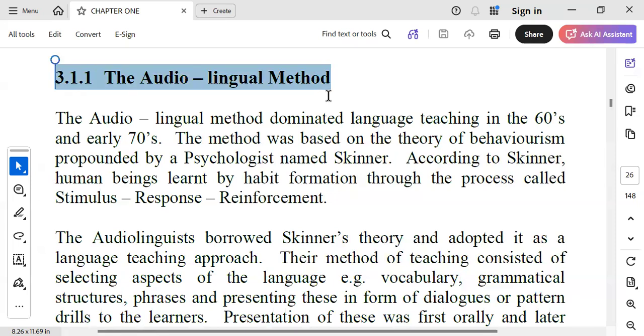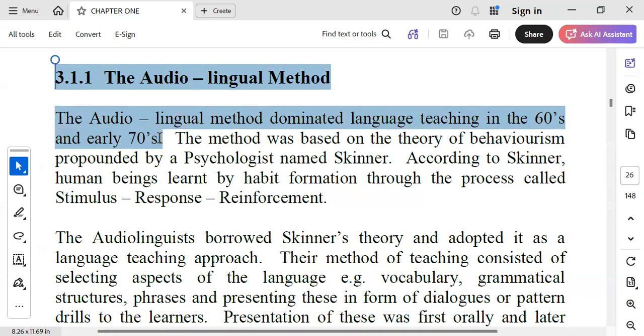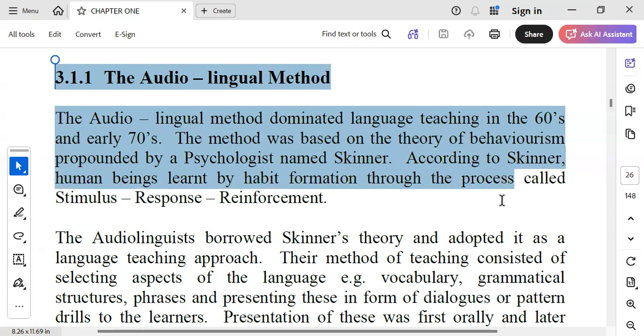Now let's go to this. The audio-lingual method. Let's read for now. What does it mean and how does it operate? Now, the audio-lingual method dominated language teaching in the 60s and early 70s. The method was based on the theory of behaviorism propounded by a psychologist named Skinner. You know, anything behavior, your mind should go to Skinner. That psychologist in behavior, stimuli, and the rest of them. Now, according to Skinner, human beings learn by habit formation through the process called stimulus, response, and reinforcement.